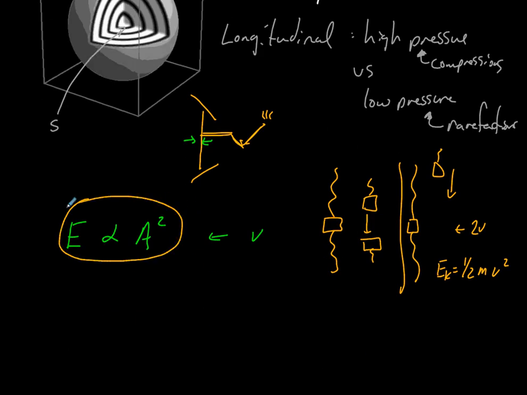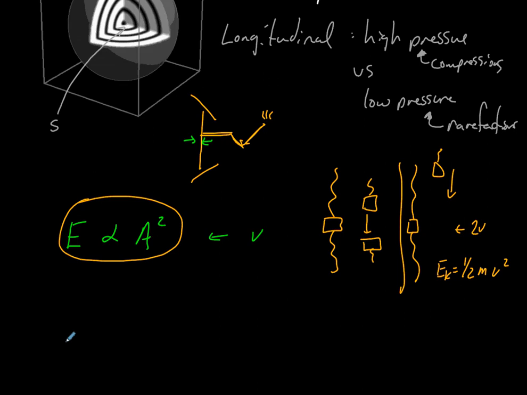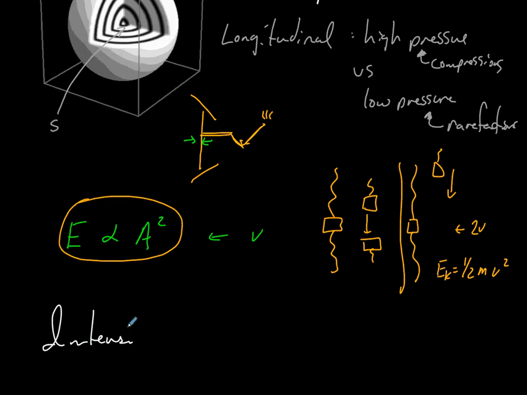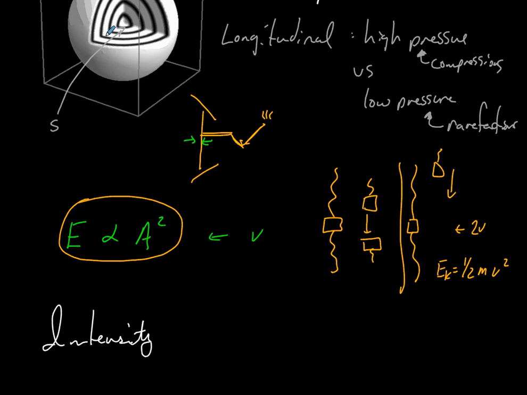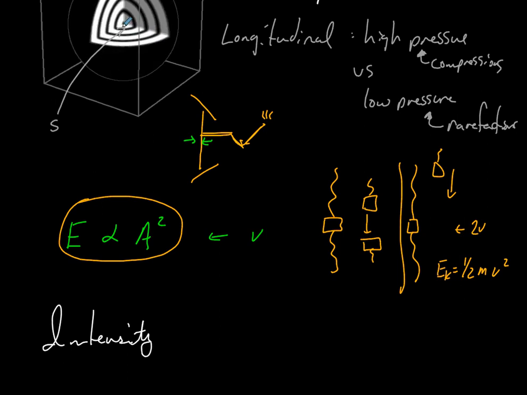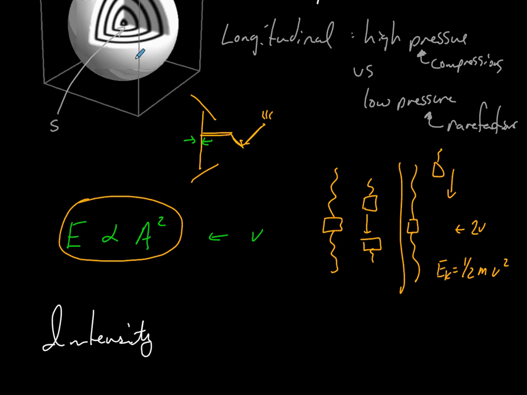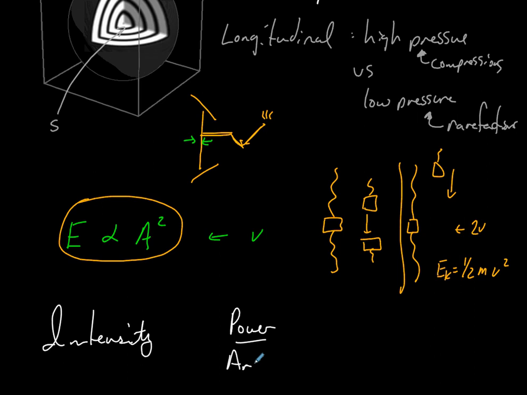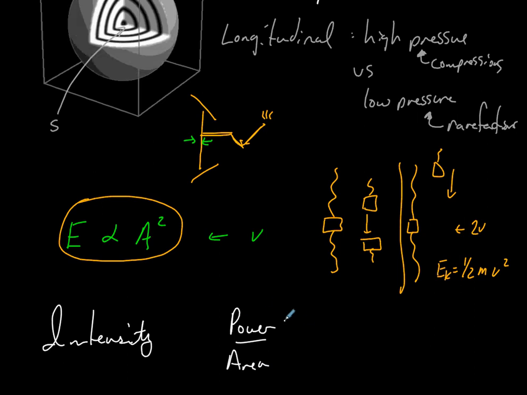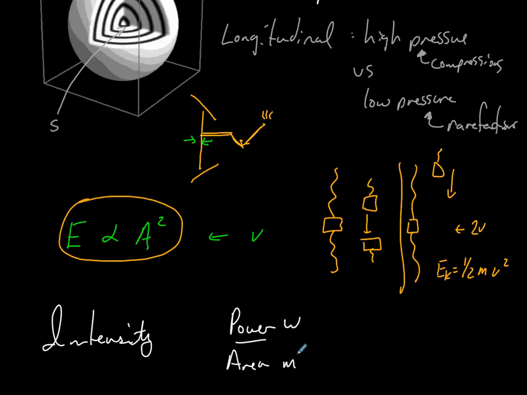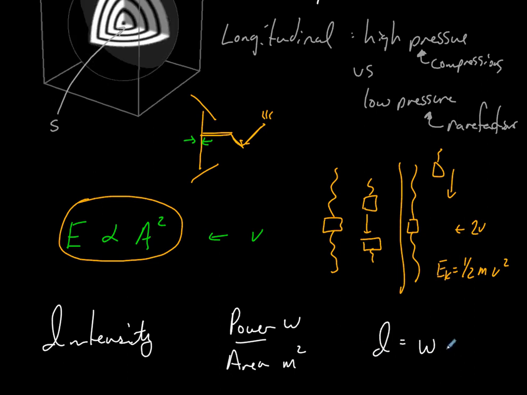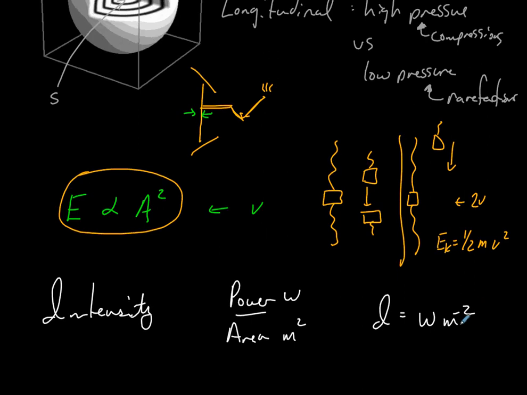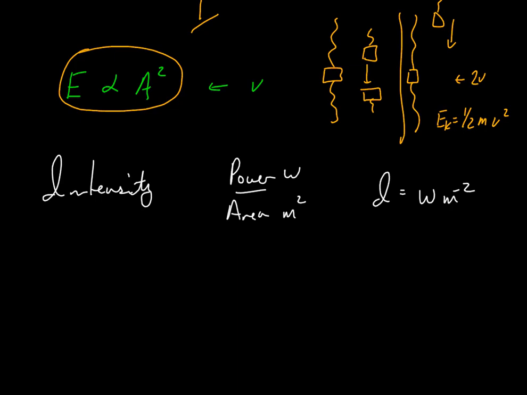Okay, now we're going to introduce the concept of intensity. Intensity is going to apply to a situation like this where you have pressure waves moving outward from a center. Okay, and the definition of intensity is power per area. So unit-wise, power is in watts, area is in meters squared. So you get I is equal to watts per square meter. So how many watts are striking a surface per square meter?